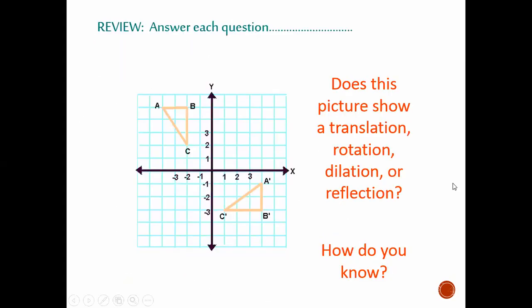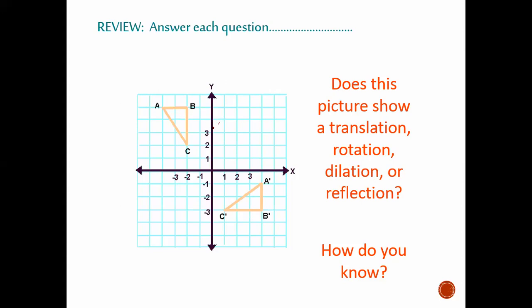Okay, so we'll be having a review for the transformation that we just learned. We are going to answer each of the questions. Does this picture show a translation, rotation, dilation, or reflection? Dilation is another part of transformation which we are not going to cover this time, because you're only required to know the three main transformations, which are translation, rotation, and also reflection.